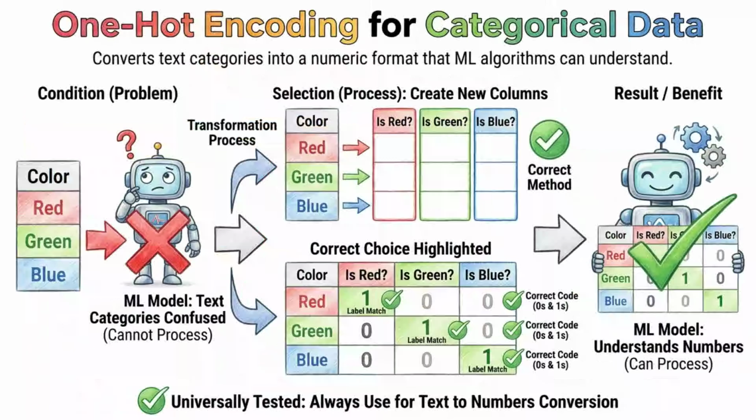One of the most important feature engineering techniques is called one-hot encoding, and it is absolutely essential when dealing with categorical data. Machine learning algorithms only understand pure numbers, so if you have a column with text categories like the colors red, green, and blue, the model will be completely confused. One hot encoding solves this by creating a brand new, separate column for every single color, and placing a simple number 1 or 0 in the box to indicate true or false. This is a universally tested concept, so you must always remember to use one hot encoding when converting unrelated text categories into machine learning numbers.